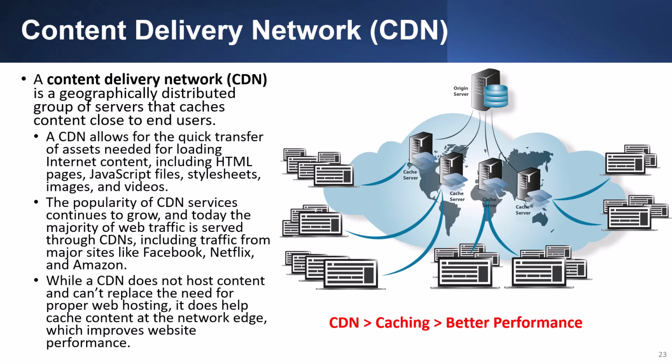A content delivery network, or CDN, is a geographically distributed group of servers that cache content close to end users. A CDN allows for quick transfer of assets needed for loading internet content, including HTML pages, JavaScript files, style sheets, images, and videos. The popularity of CDN services continues to grow, and today the majority of web traffic is served through CDNs, including traffic from major sites like Facebook, Netflix, and Amazon. While a CDN does not host content and can't replace the need for proper web hosting, it does help cache content at the network edge, which improves website performance.